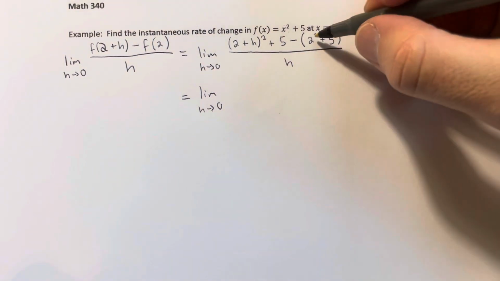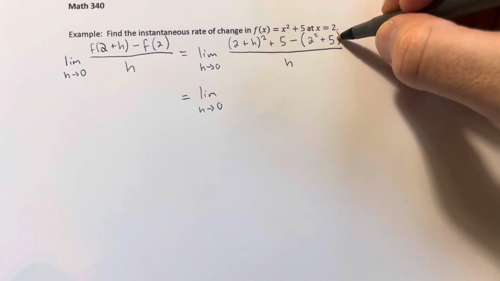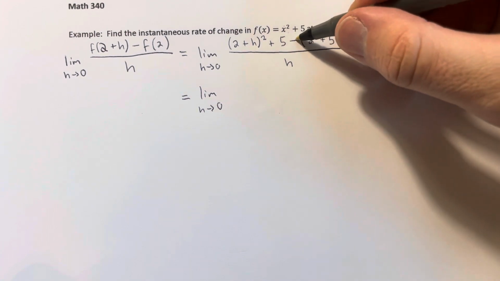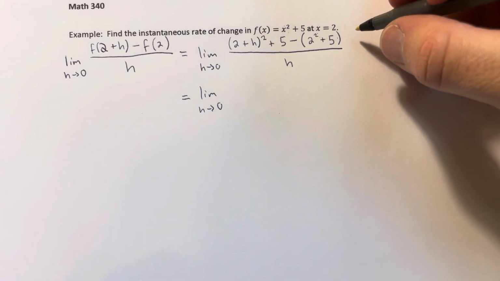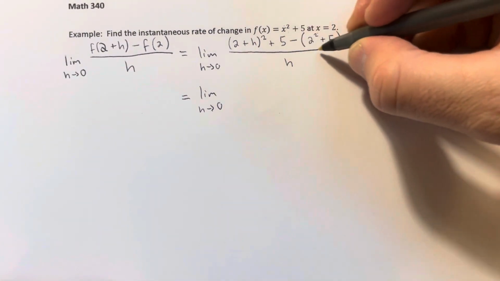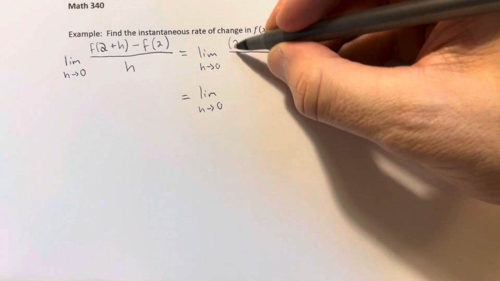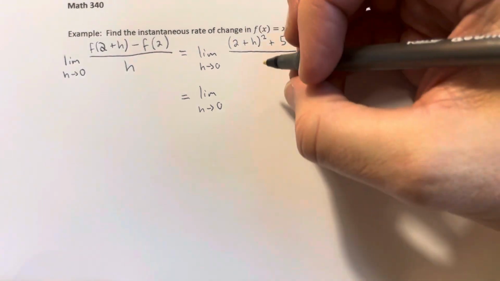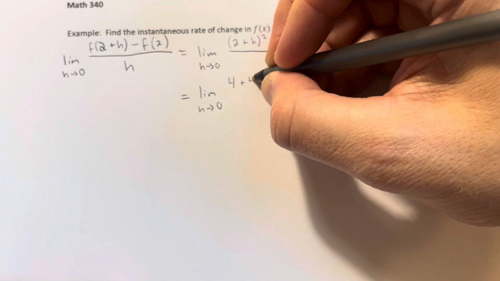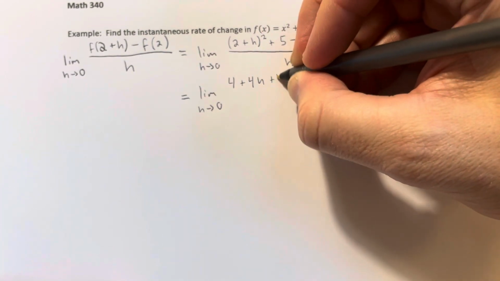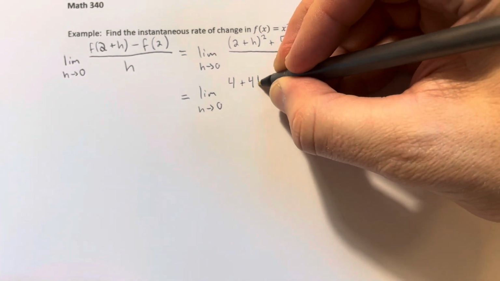So here, 2 squared is 4 plus 5, that's 9. 5 minus 9 would be negative 4. So I'm going to get a negative 4 from all this stuff. And then I'm going to expand this guy here. From algebra, I know exactly what that would look like. 4 plus 4h plus h squared.